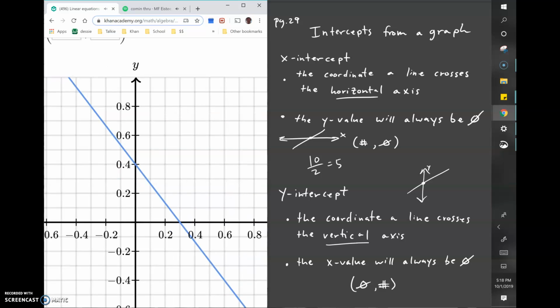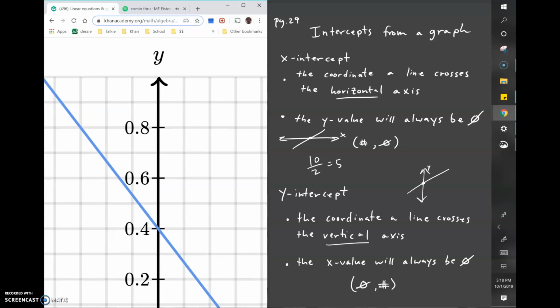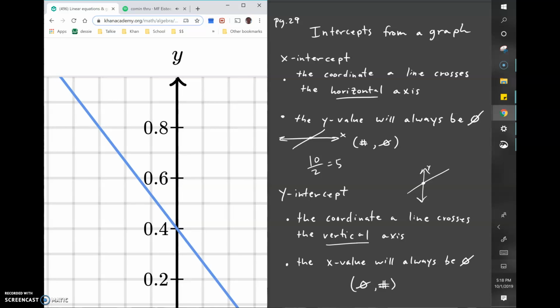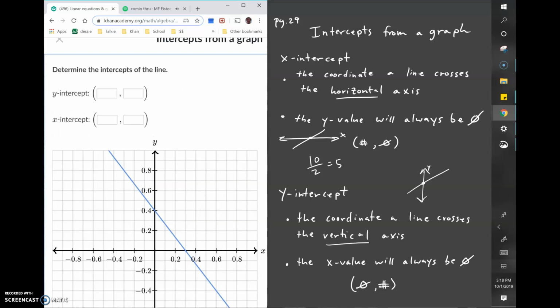And here we go, the last one. So let's go ahead and do the y first. So you can see the y up there at the top of the screen is crossing at 0.4. So the y-intercept is crossing at 0.4, and it always has an x value of 0 because it's even with 0 on the horizontal axis.